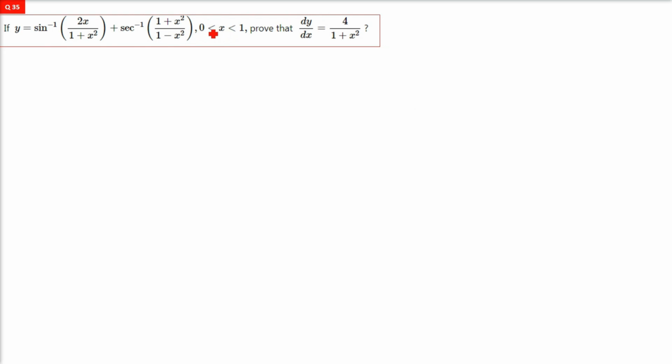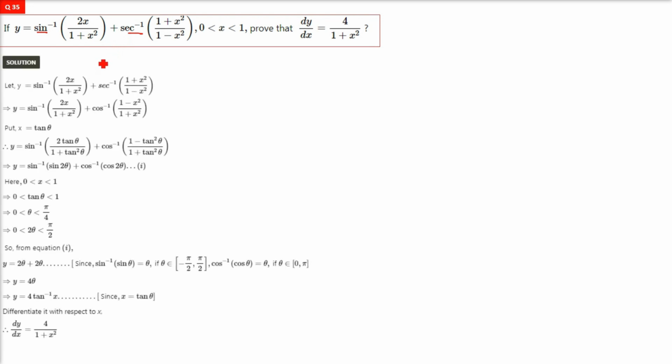If y is equal to this, x should be between 0 and 1. You have to prove dy by dx is 4 by 1 plus x square. One time we have sine inverse, one time we have sec inverse. So let us put something in this x so that this sine inverse also gets solved, and sec inverse also gets something out of it. So one is this, the inside one. If we put x as tan theta, it will be 2 tan theta divided by 1 plus tan square theta. And this is nothing but sine 2 theta.